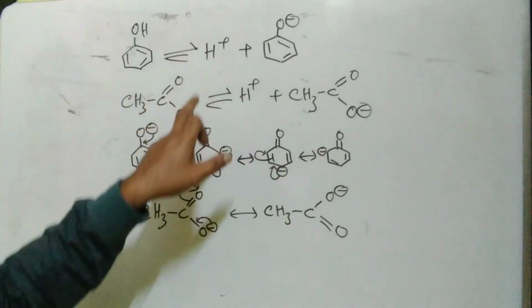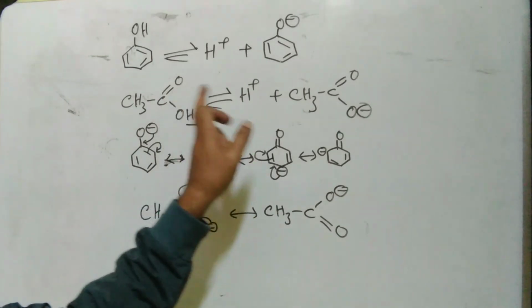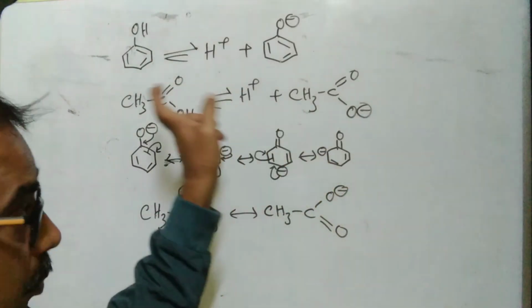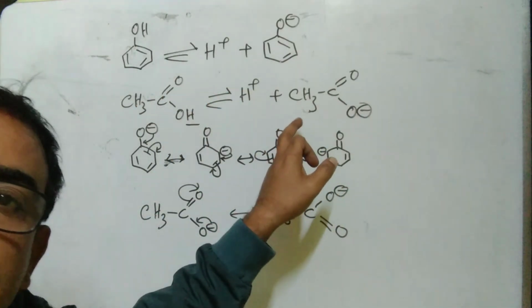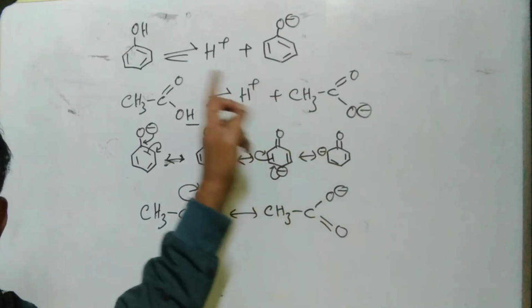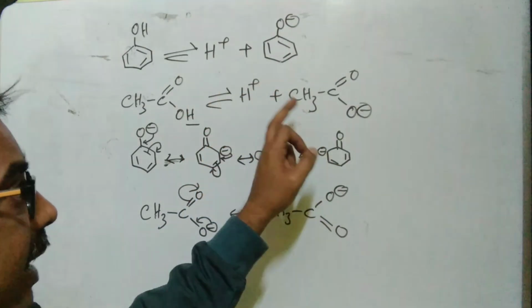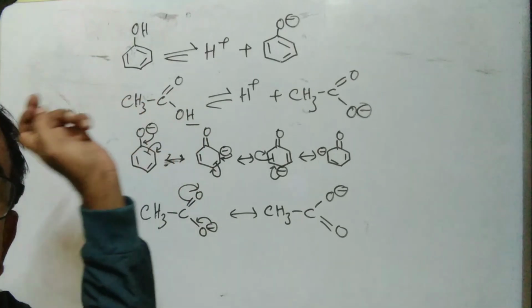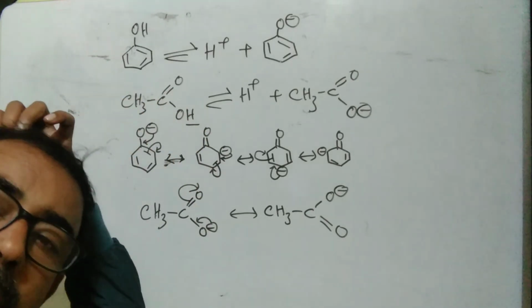So between these two equilibria, the equilibrium between acetic acid and acetate ion will lie more towards the forward direction to form the more stable acetate ion than phenoxide. Okay, that's why acetic acid is more acidic than phenol.